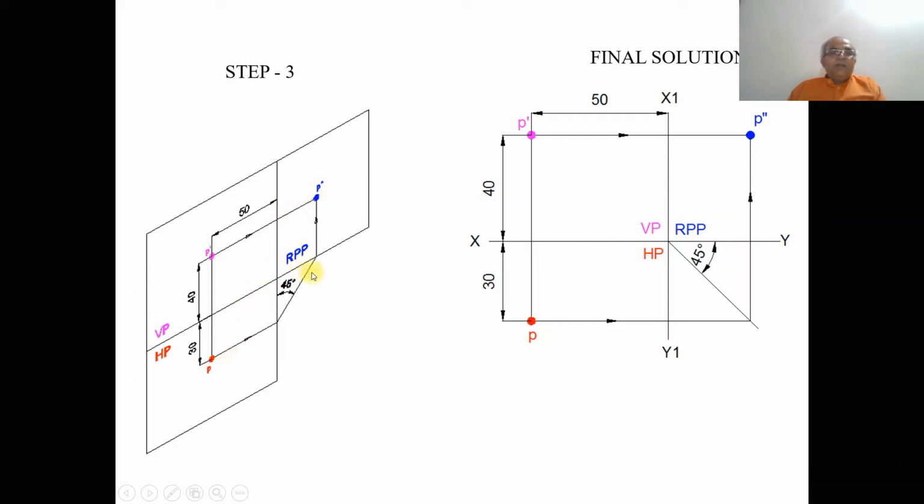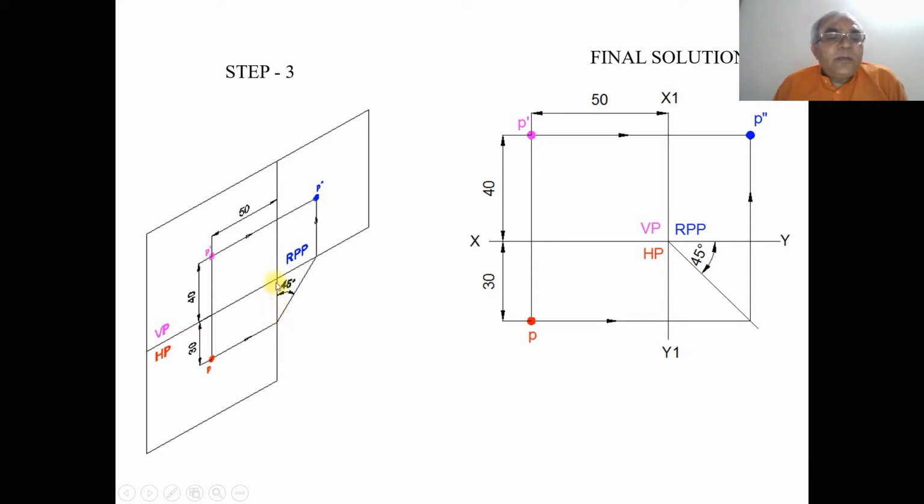When we look in the profile view, you can see the distance above HP, which is 40, is also vertical in the profile view. The distance in front of VP, a vertical line in the horizontal plane, is transferred to a horizontal distance in the profile view. Since I can see both the front view and the top view, you project the front view point directly onto the profile view. When you take the top view point until here, the 30 mm in front of VP is in the vertical direction.